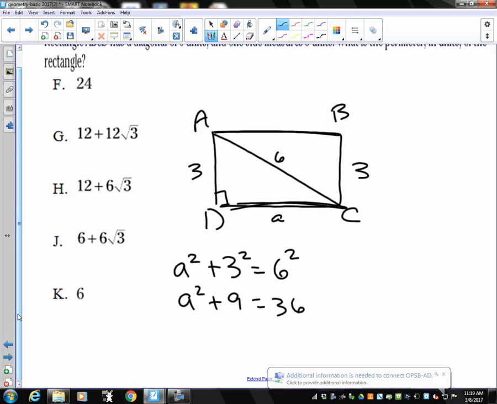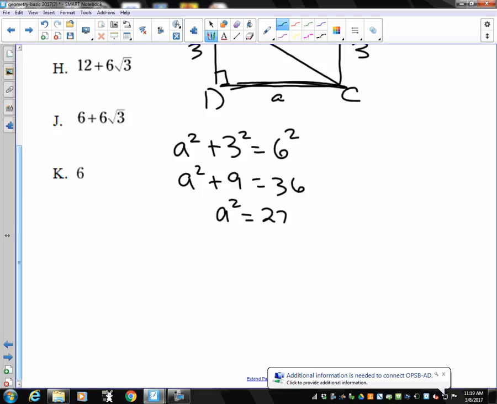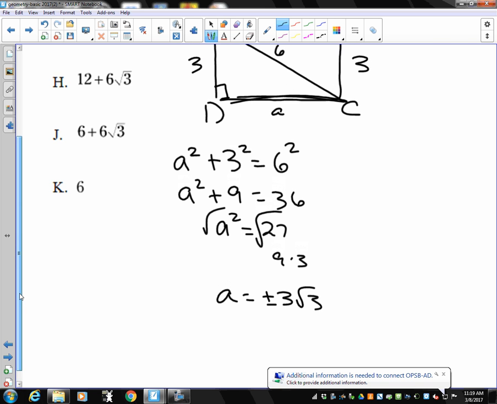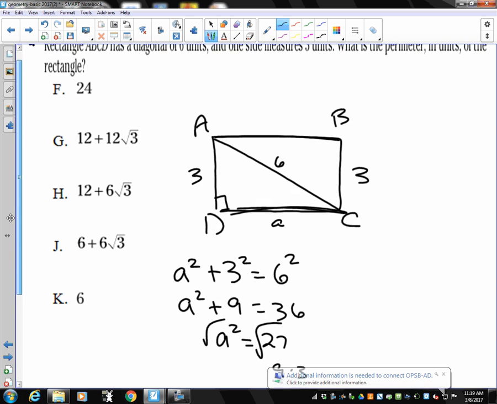We're going to subtract 9 from both sides, so we get a squared equals 36 minus 9, which is 27. Now let's take the square root of both sides. That's not a perfect square, but we can break it down with 9 and 3. So this would be plus or minus 3 square root of 3. Since it's a regular rectangle, it would be just a positive 3 square root of 3. This distance up here would be the same since it's a rectangle.